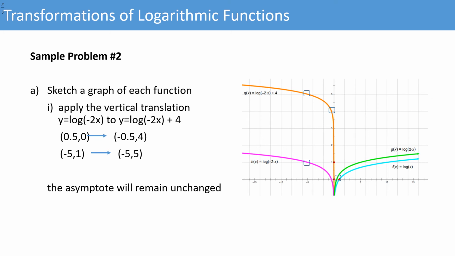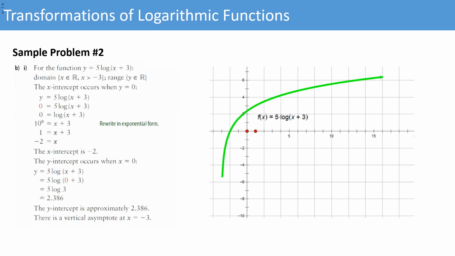Now we're going to apply the vertical translation, plus 4. So our point (negative 0.5, 0) becomes (negative 0.5, 4). (Negative 5, 1) becomes (negative 5, 5). The asymptote remains unchanged.